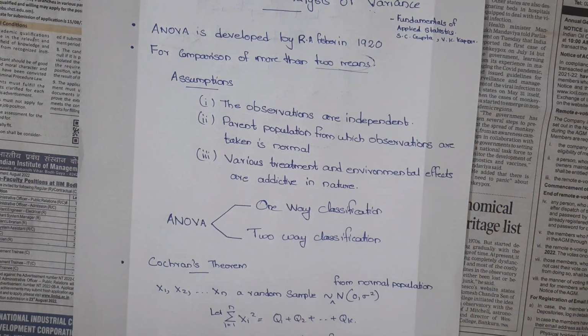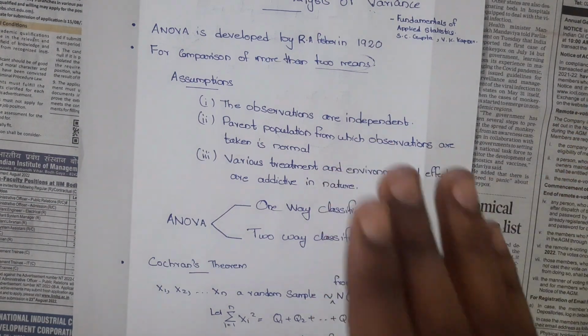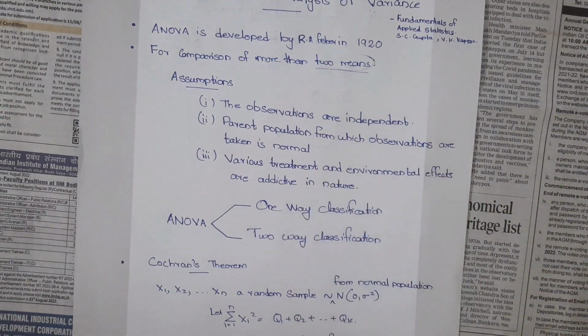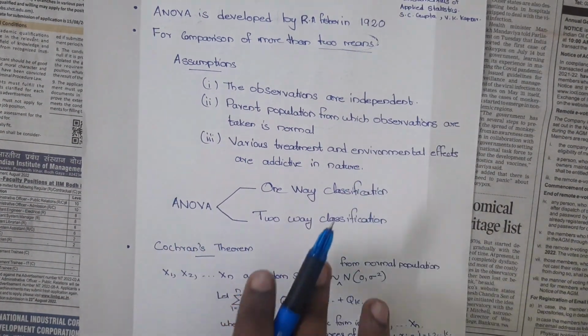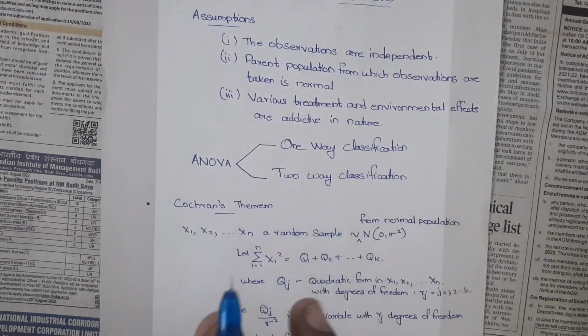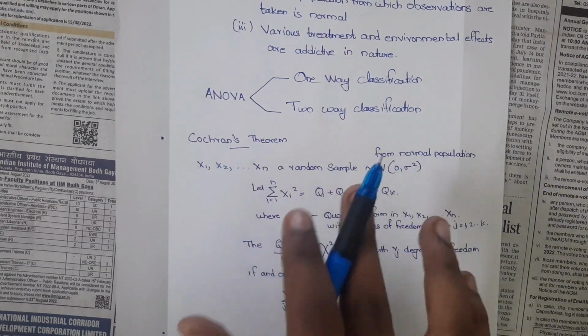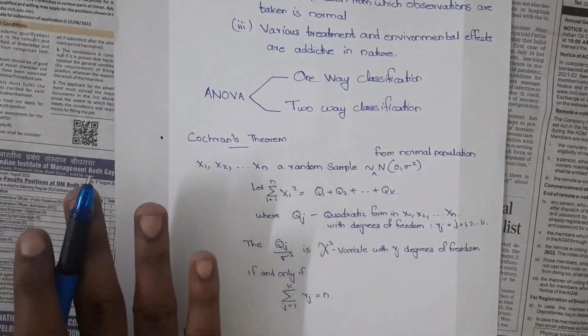The two treatments will affect the total yield, that we will see in detail. We just want to know ANOVA has two classifications, one-way and two-way classification. For doing ANOVA derivation and understanding the equation, we must know Cochran's theorem. First of all, we want to understand what Cochran's theorem is.